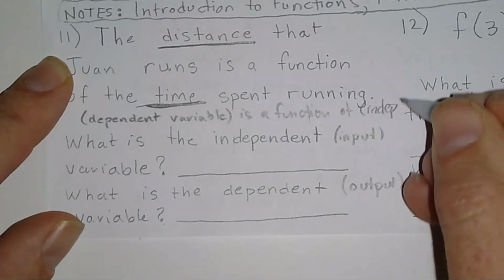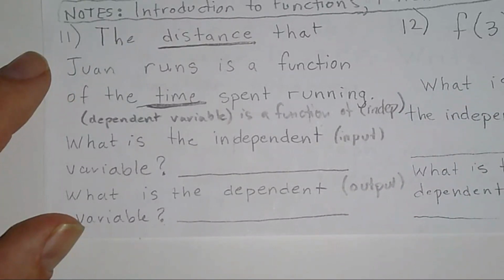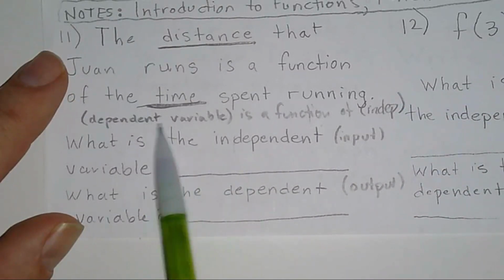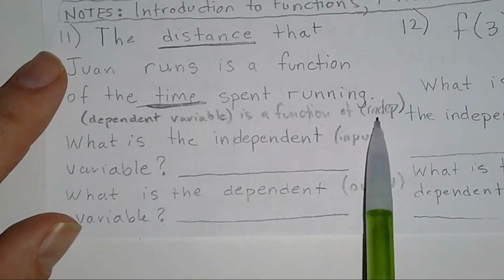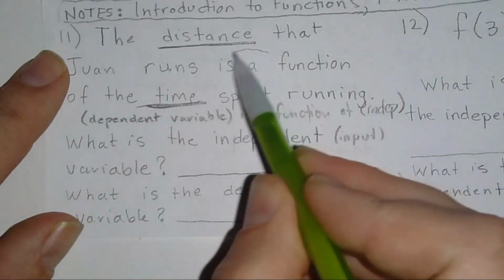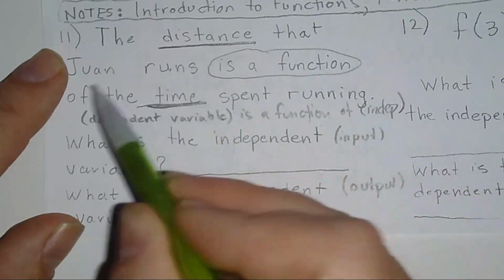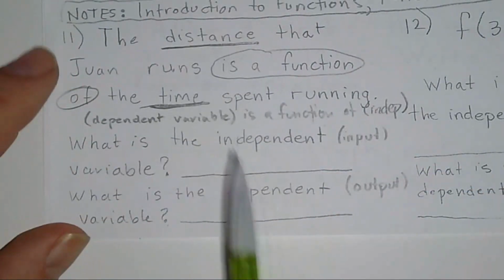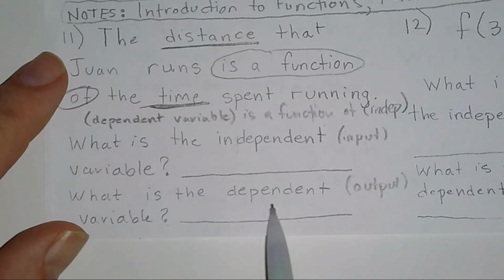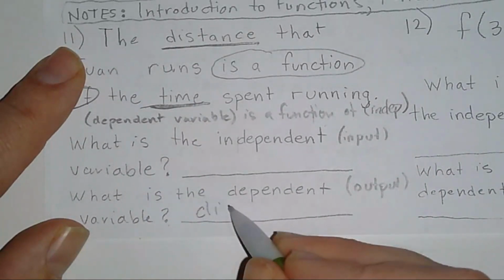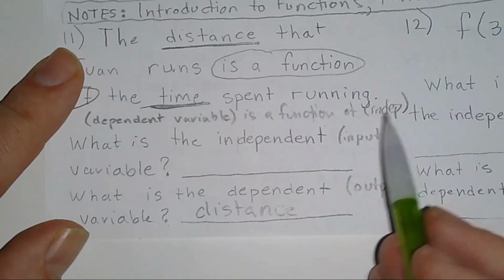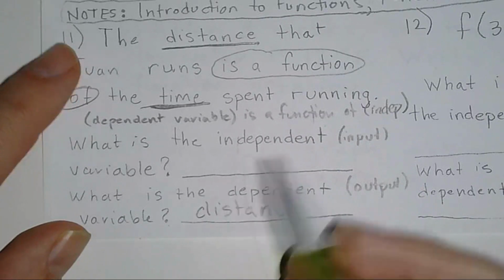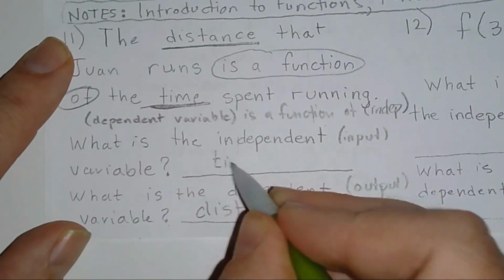Independent variable. So if I find a sentence that says something is a function of something, which, by the way, this one says is a function of, then I know the first variable is the dependent variable, which is distance. And the second variable is the independent variable, which in this case is time.